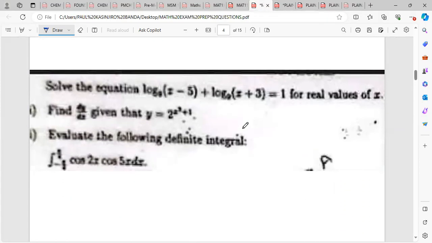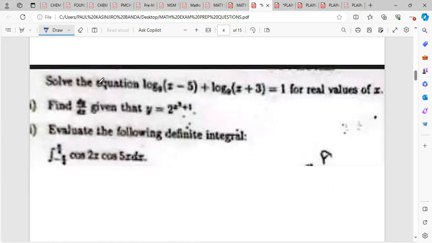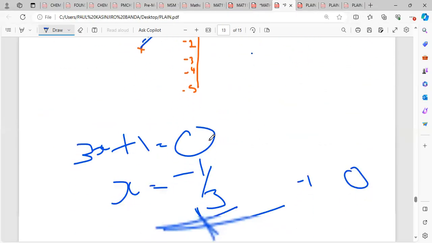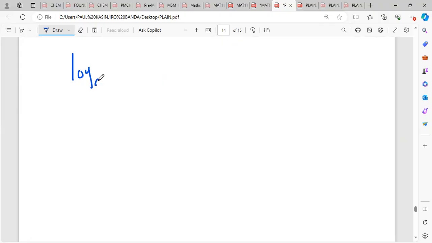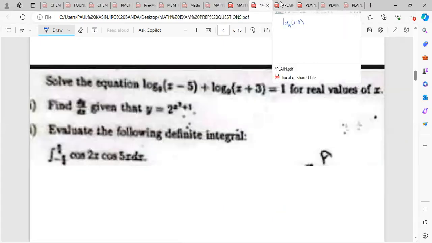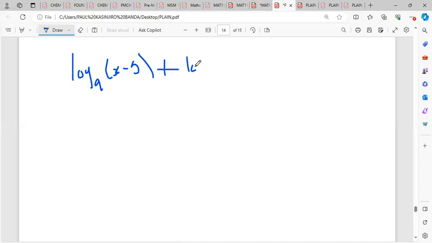Okay, I'm not sure if I'm able to see this question. So they're saying solve the equation log base 9 of (x minus 5) plus log base 9 of (x plus 3) is equal to 1. So that's the question that we are solving. How do you solve this equation? Let me go to my board. I have log 9 (x minus 5), plus log 9 (x plus 3), is equal to 1.